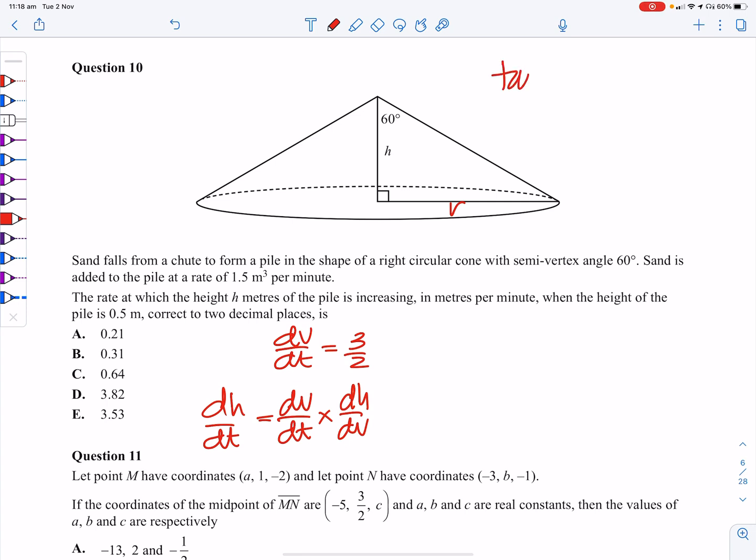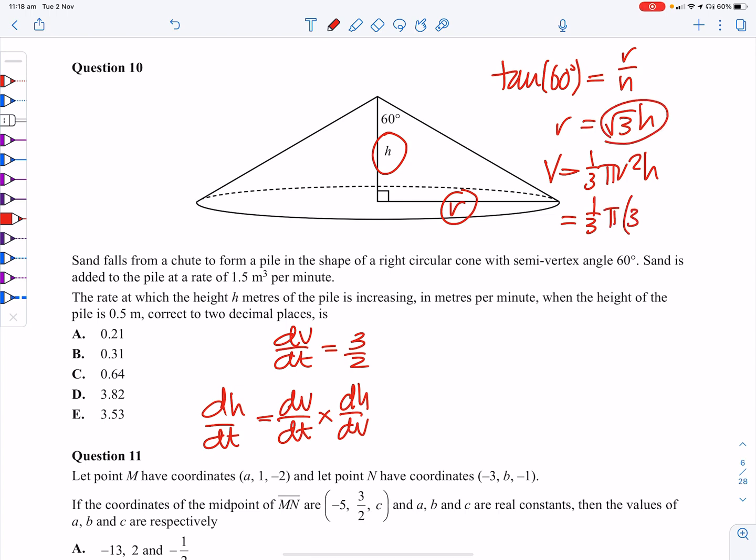In this case here, we know that tan of 60 is equal to r over h. So h, no, we want r. R is equal to root 3 h, because tan of 60 is root 3. We know that our volume is 1/3 pi r squared h. In this case, we get 1/3 pi, that squared is 3h squared, times h. They cancel. So we can say our volume is pi h cubed and dV dH is 3 pi h squared.